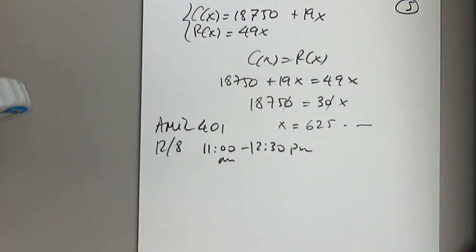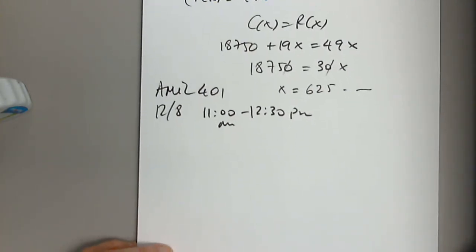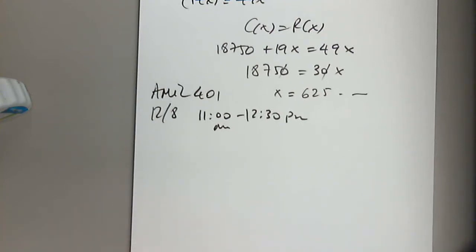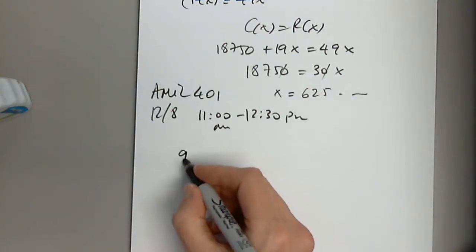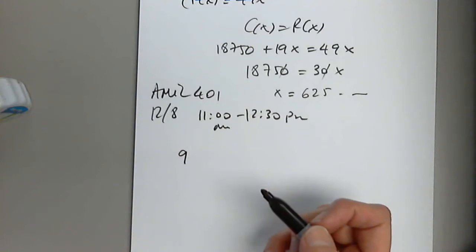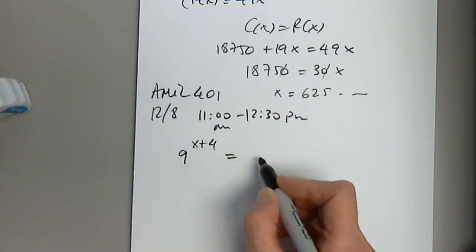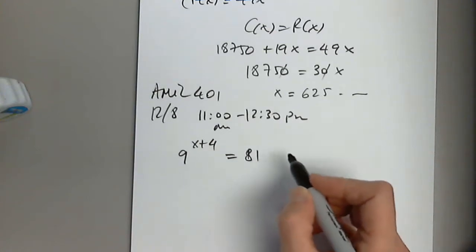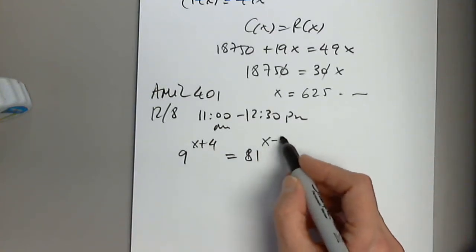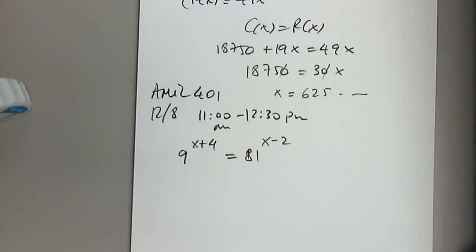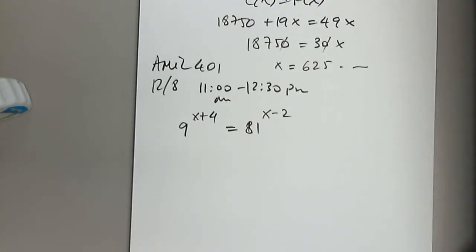Can you do number 10 on the review? Yes. What does number 10 say? 9 to the power of x plus 4 equals 81 to the power of x minus 2. Good, very good. So what type of equation is this? Obviously, it's an equation. What type of equation is it? Exponential indeed, because the variable is the exponent.